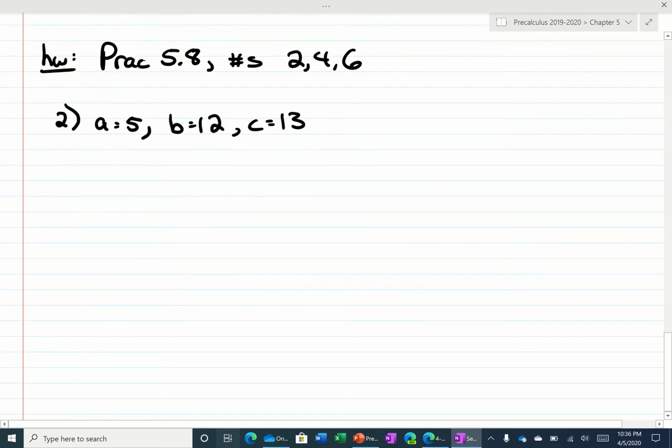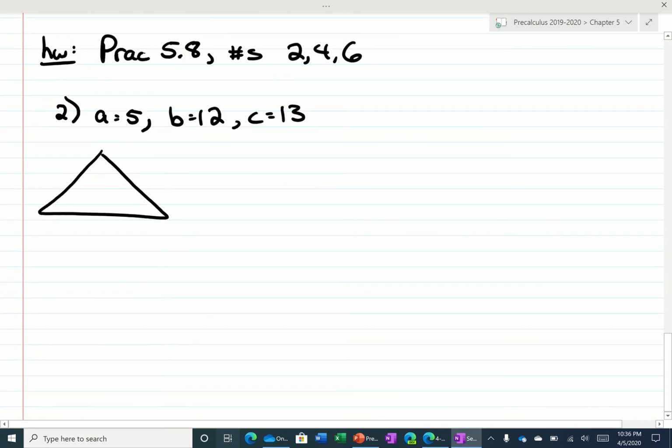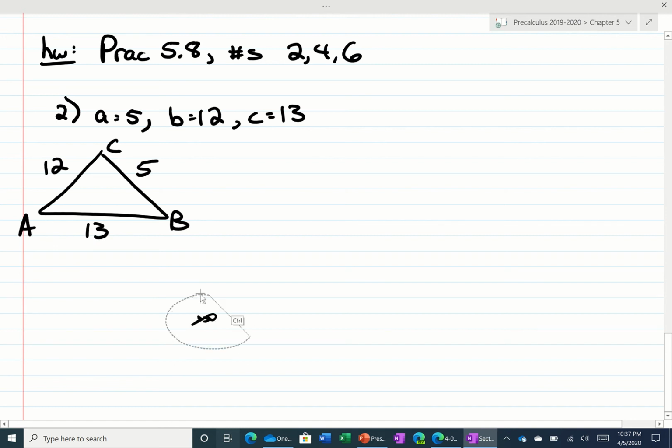So if we were to draw a triangle, I don't know why it's saying control there. Let me try to get rid of the control, because that could get annoying. All right, sorry guys, I guess it's not going away. So A is going to be 5, B is 12, and C is 13. I'd like to get rid of it, but I don't know how to.